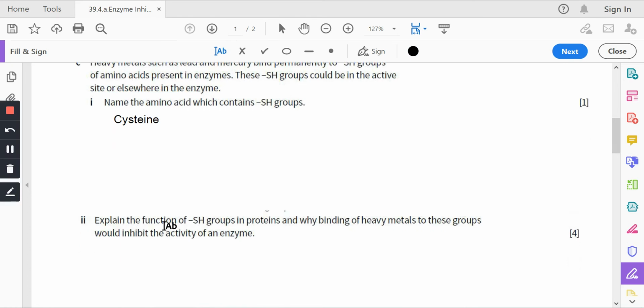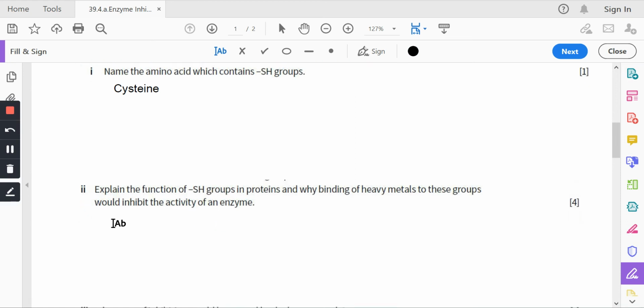Next, explain the function of this SH group or sulfhydryl group in protein and why binding of heavy metals to these groups would inhibit the activity of the enzyme. So basically we all know that the enzyme and substrate bond with each other temporarily so that the substrate will get the right amount of environment to form a product quickly.